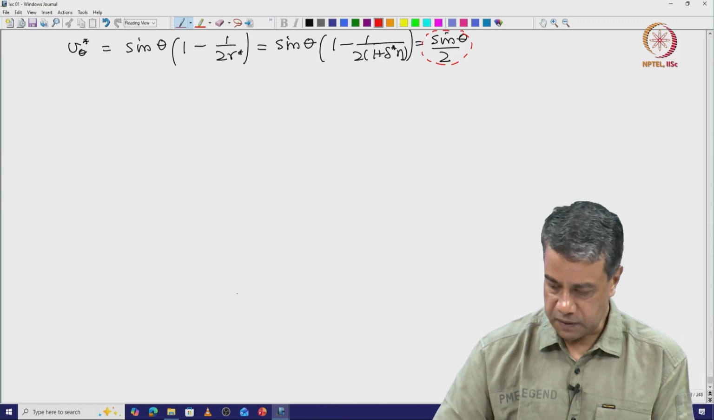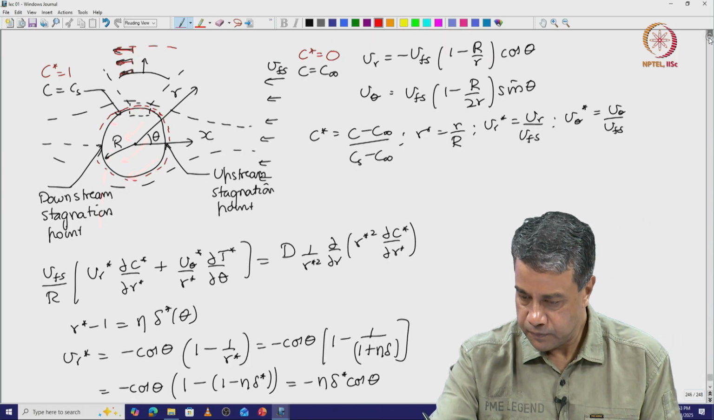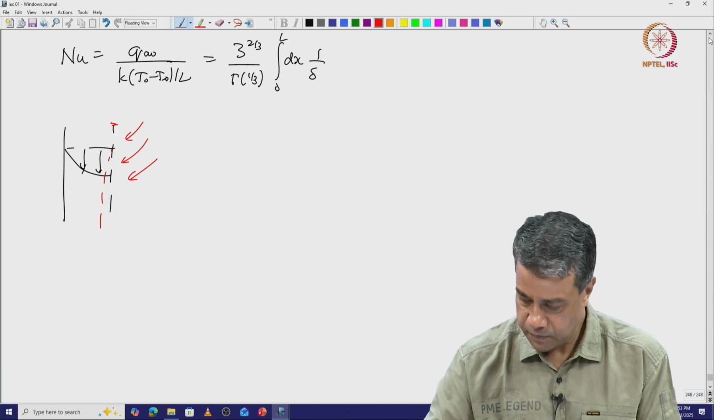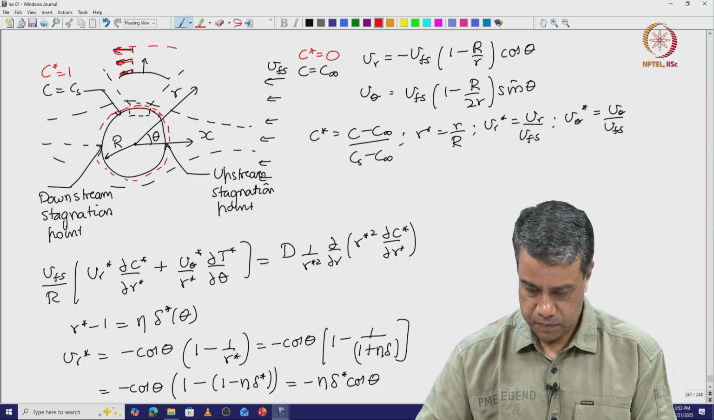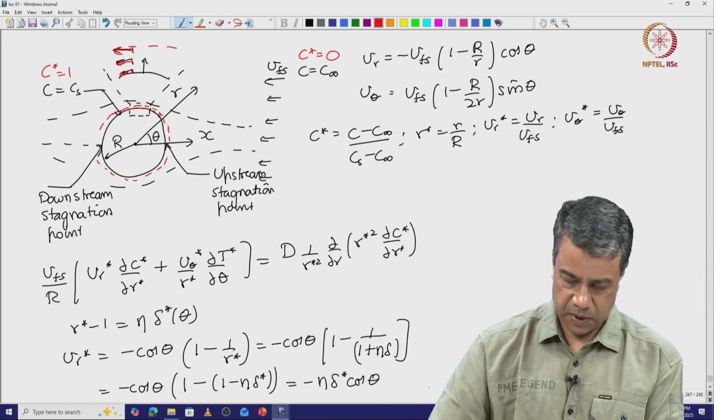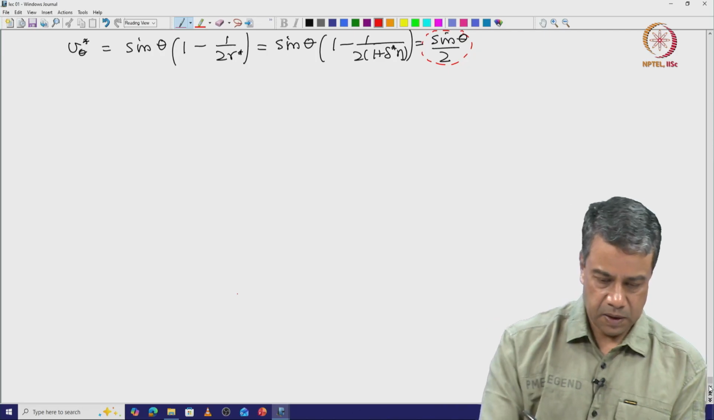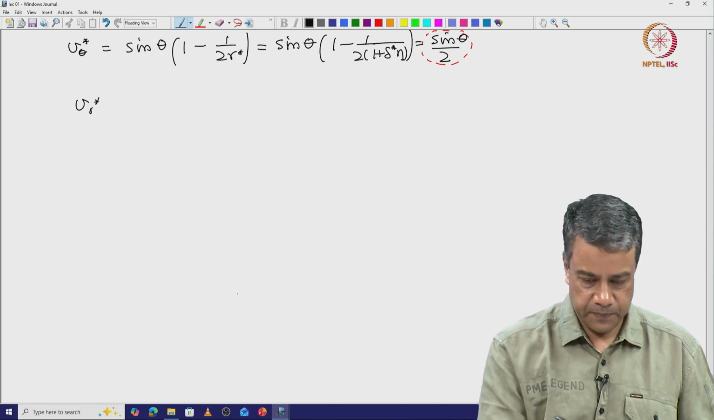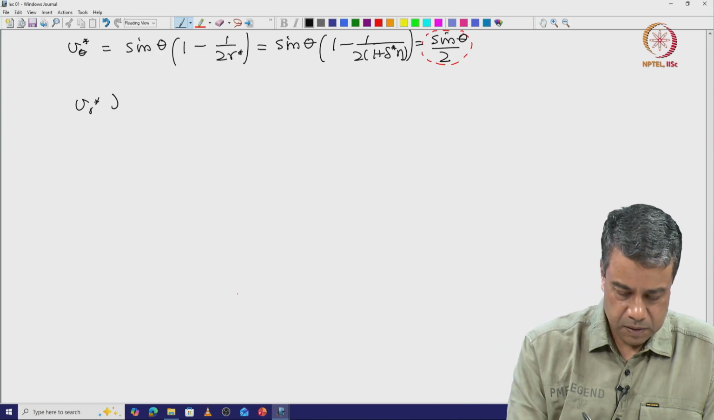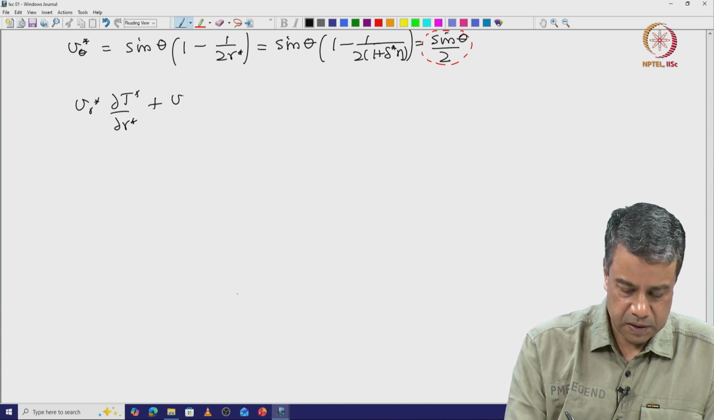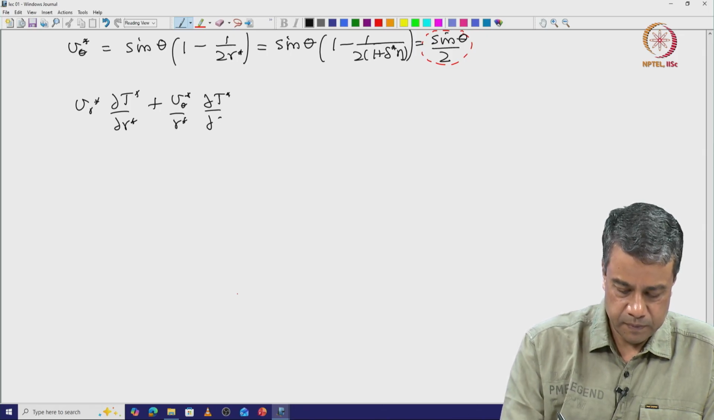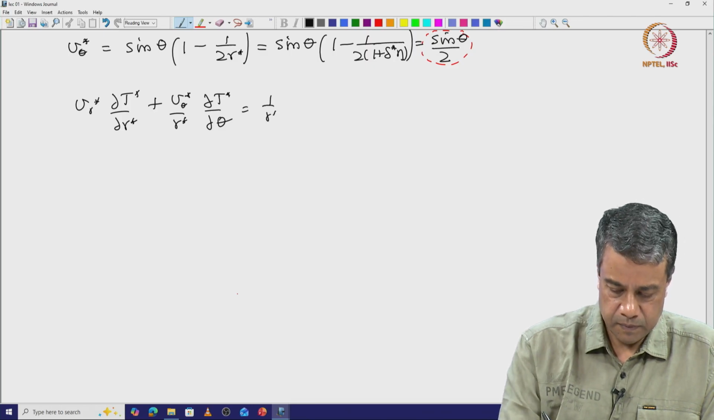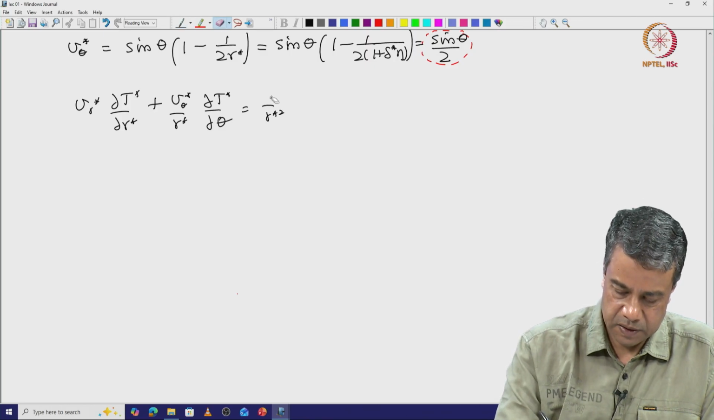So, this is the velocity profile. And the governing equation is V r star, plus V theta star, and this is a diffusion coefficient here.